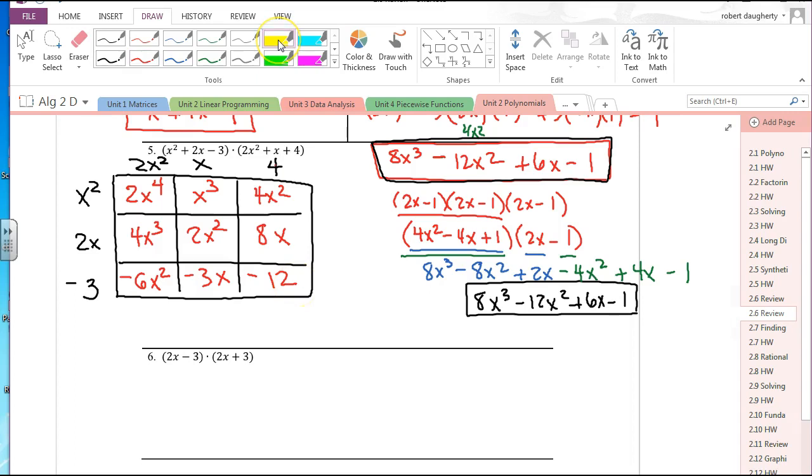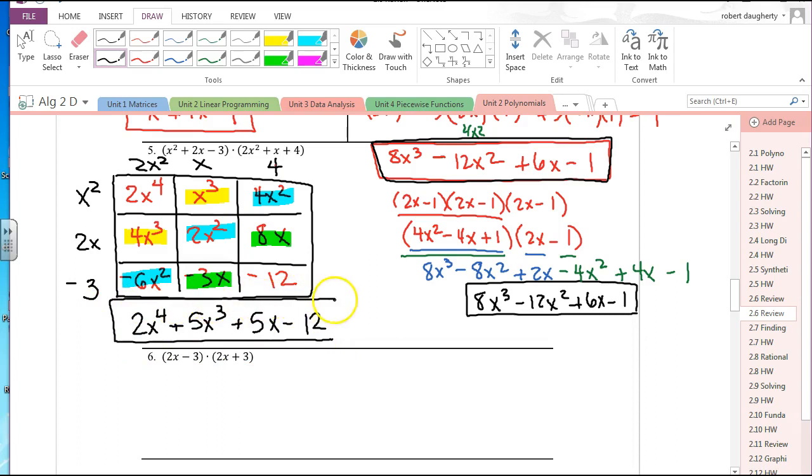And what you will see when you do this is you get things that need to be combined, and they all line up. That one is a little bit hard to see. Let me just go back to green here for this one. So you see the terms that can be combined now. So this final answer is 2x to the 4th, and then my x cubes, so that is 5x cubed. And it looks like I have 0x squared terms. So plus 5x minus 12.